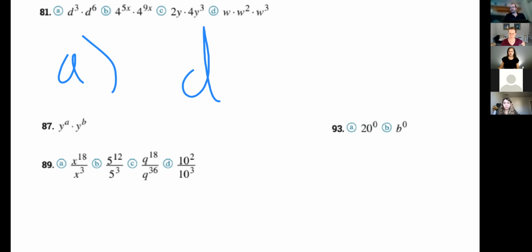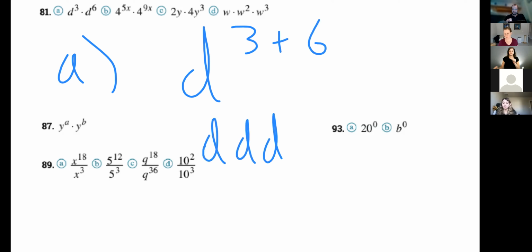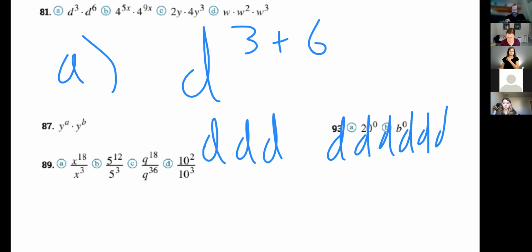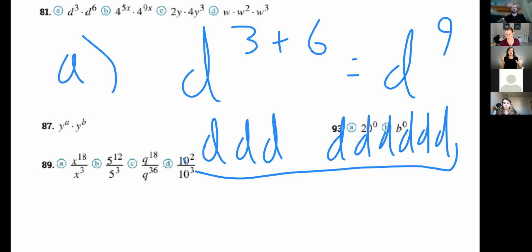I was a little unclear, like when you add versus when you multiply. Okay, so the base is getting multiplied. Maybe add them? Yeah, so we're going to add the thing on top. And this is that sort of rule. I can write out D 3 times, and write them out 6 times. If I look at how many total D's I got, 3 plus 6, I got D to the 9th. That's it.